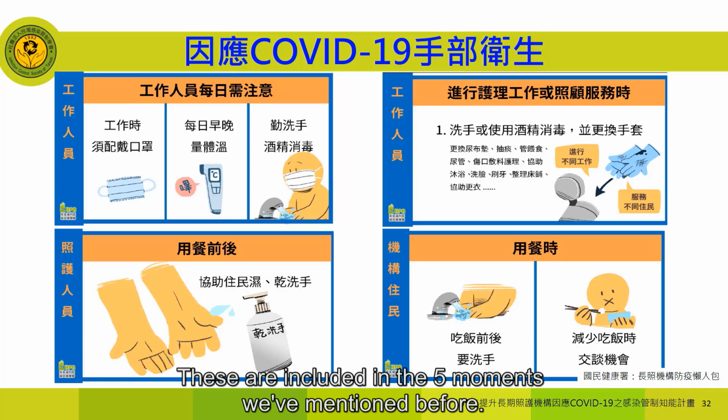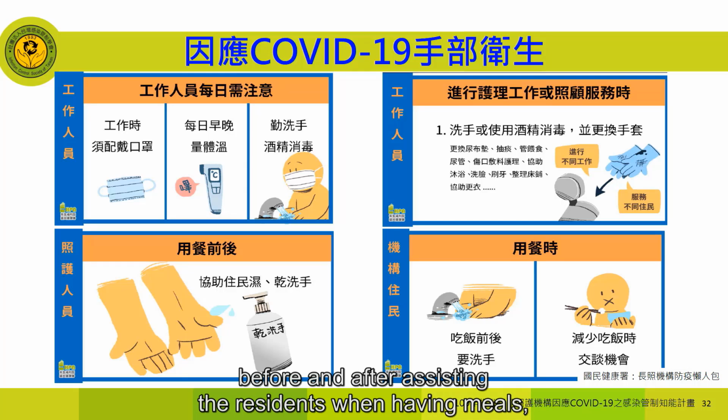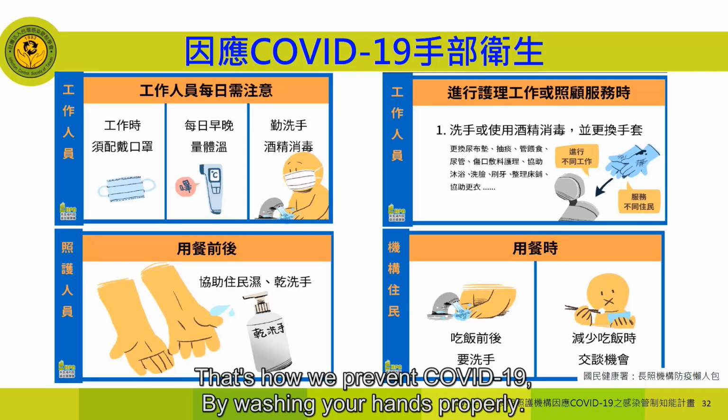These are included in the 5 moments we've mentioned before, and the staff are suggested to review it constantly. The staff shall wash their hands every time before and after assisting the residents when having meals, either with soap or sanitizer. Be sure to wash the hands before eating. That's how we prevent COVID-19 by washing your hands properly.